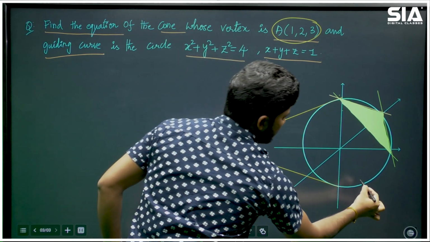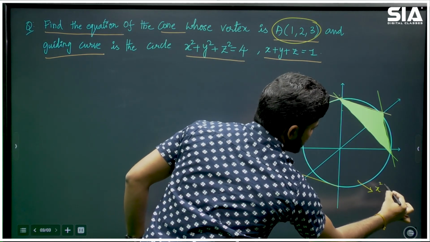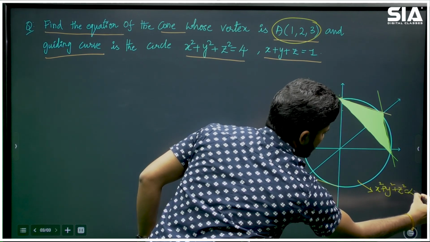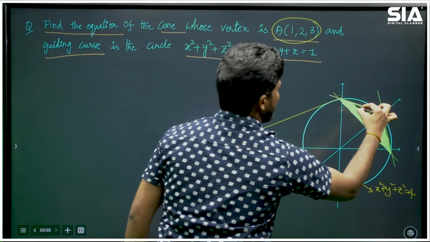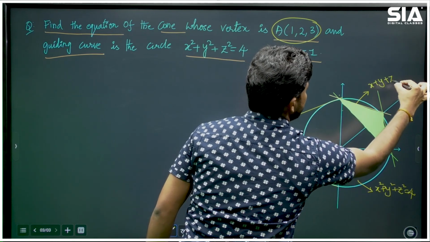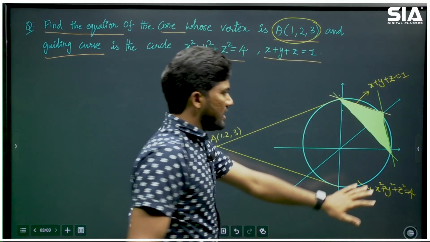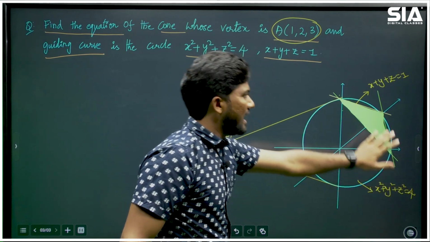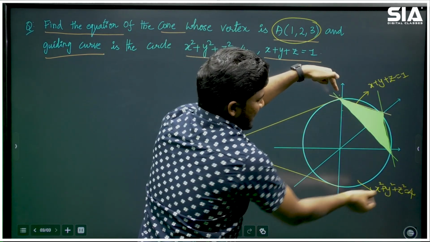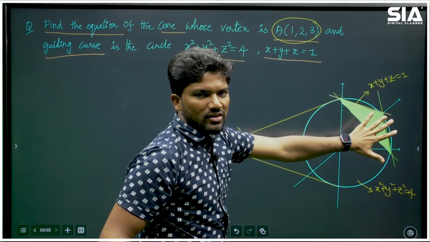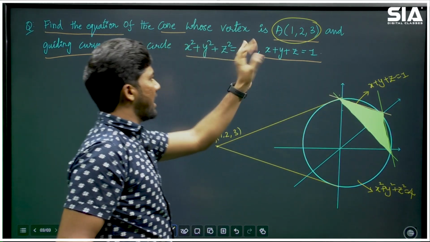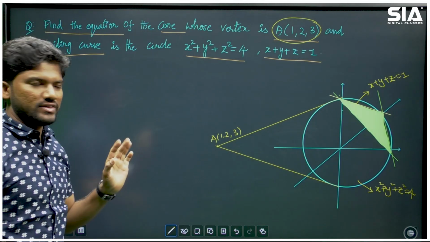What is the equation of the circle? x² + y² + z² = 4 along with the plane x + y + z = 1. The combination of this sphere and plane is called a circle. This entire circle is the guiding curve of this cone. Now with the help of these three conditions, we have to find the equation of the cone.